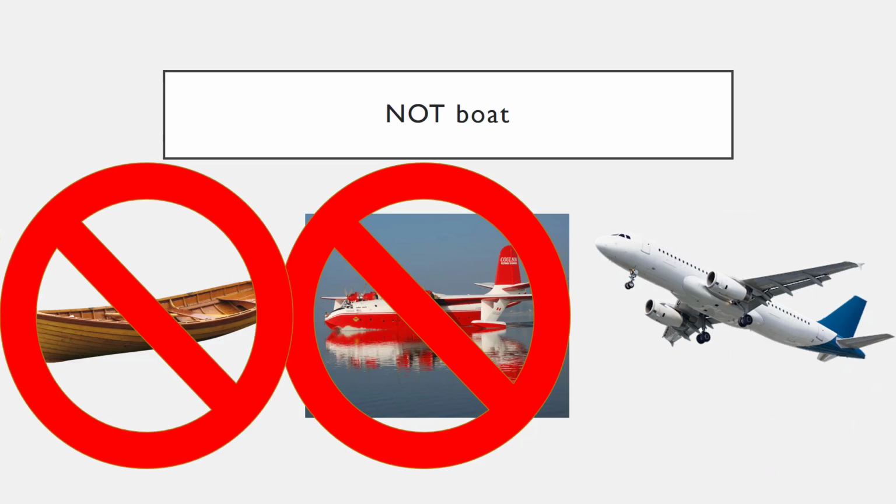And one more example with not. Here we're looking for items that are not boats. The boat is excluded, as is the boat plane. It might be a plane, but it's also a boat. The airplane remains because it's not a boat.